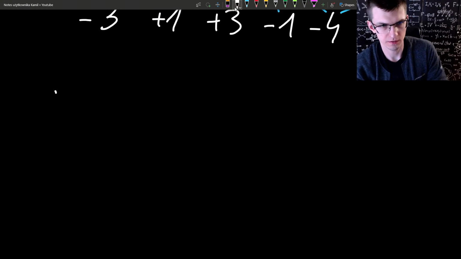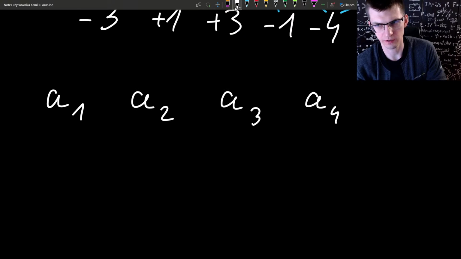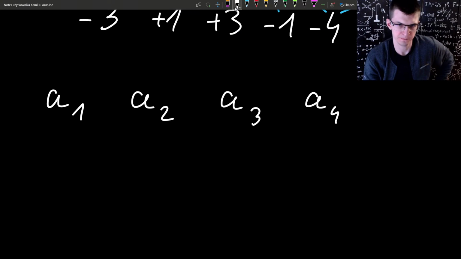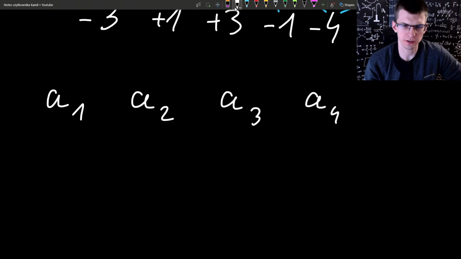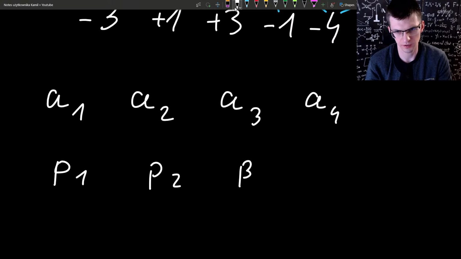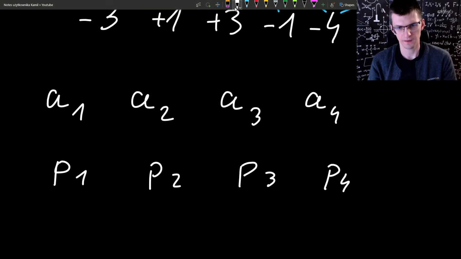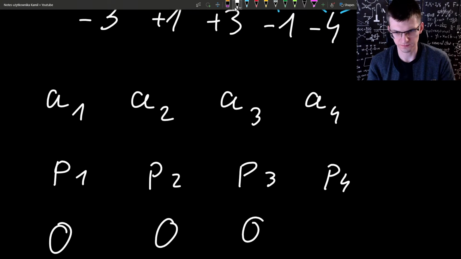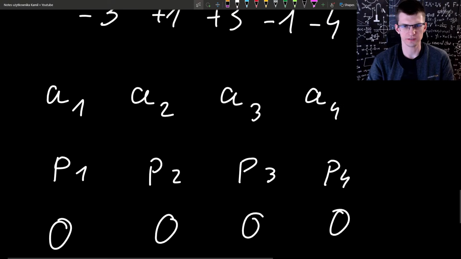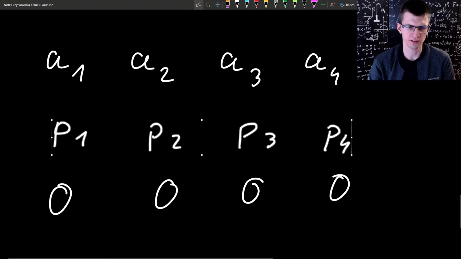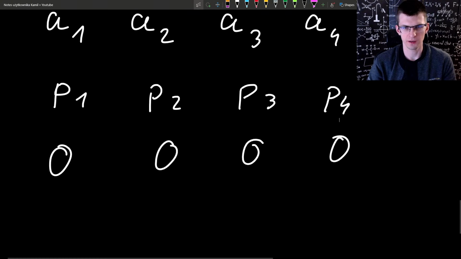We have A1, A2, A3, A4, and so on. Let's say that with interval operations, so with yellow operations, we create out of this some sequence P1, P2, P3, P4. And then from this we make zeros. What's the answer in this case? We will try to choose this middle sequence to minimize the answer.